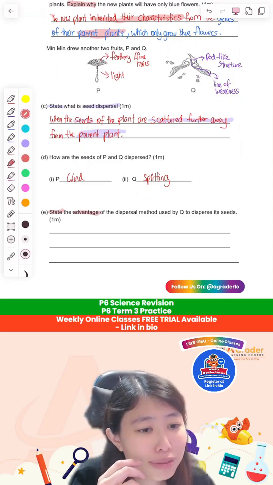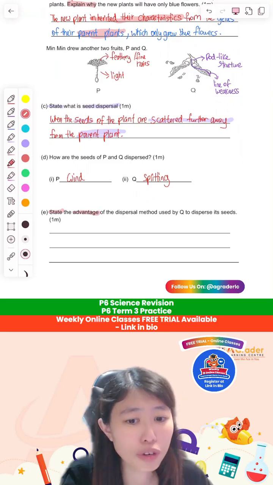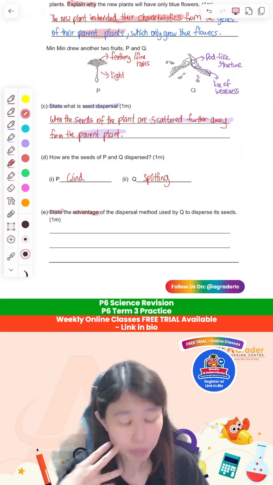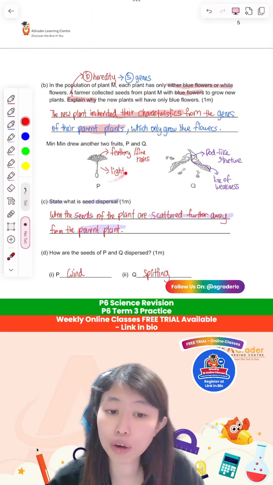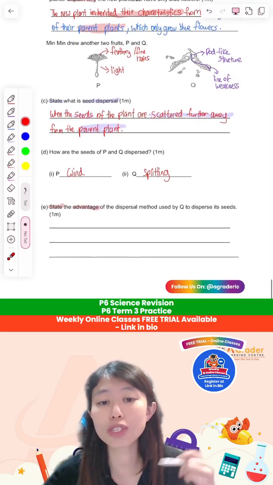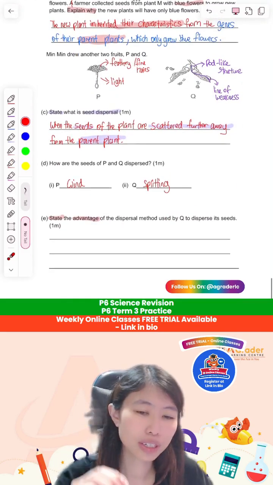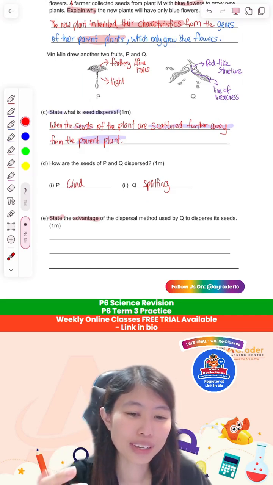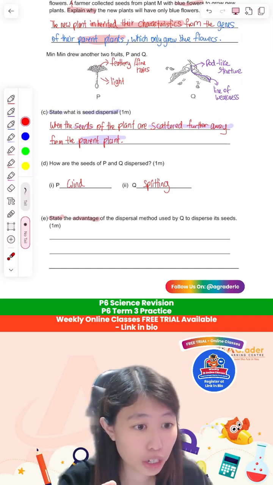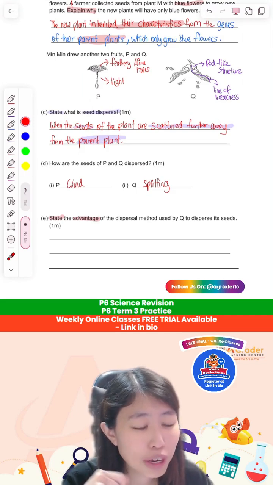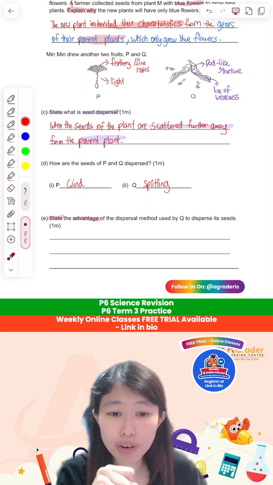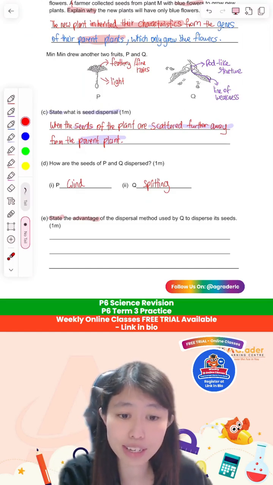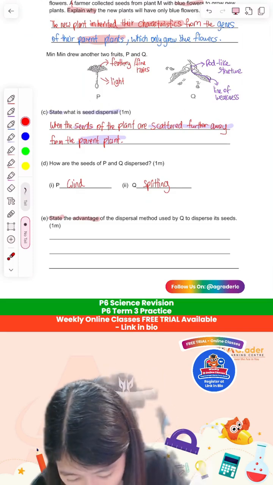Grumpy bear, it is scattered away from the parent plant, nothing special, because all the other dispersal methods will also go far away from the parent plant. But what is so special, what is the good thing about splitting? A lot of you mentioned preventing overcrowding, but that is to explain why seed dispersal is needed. Now I'm focusing on splitting. You can read the question properly.